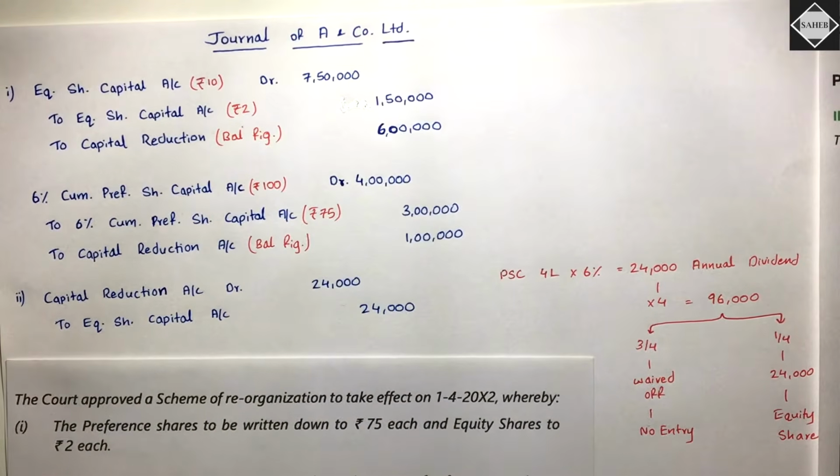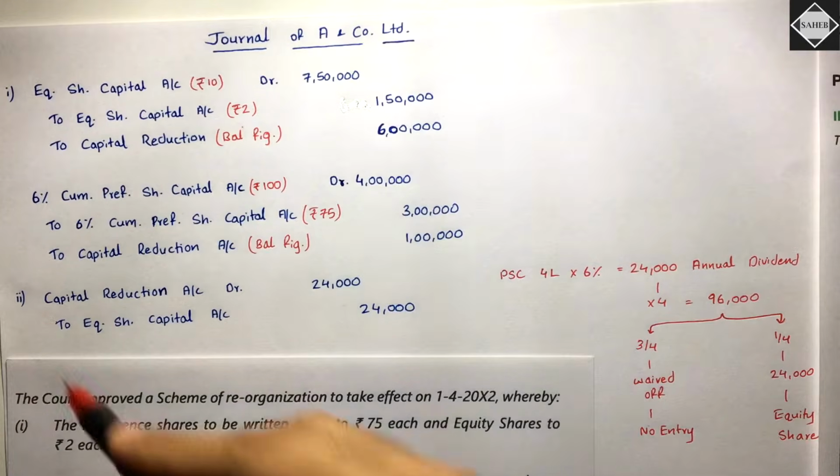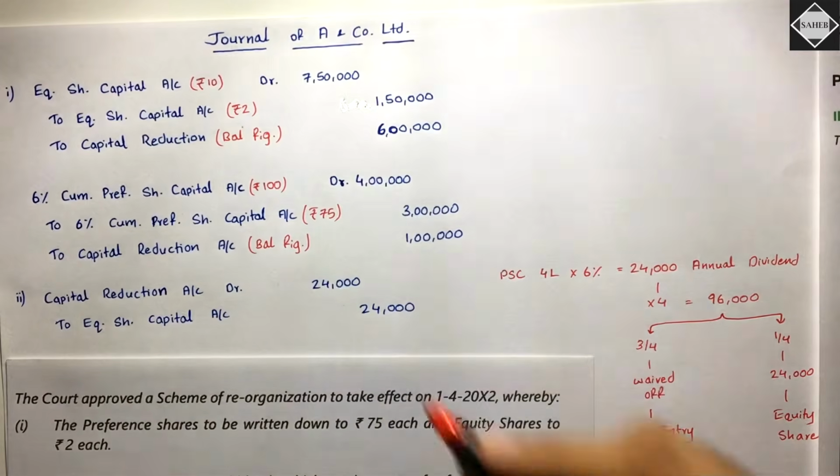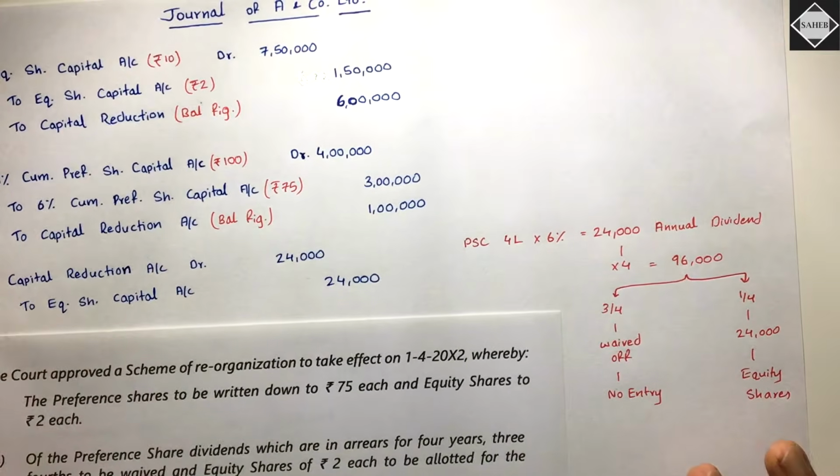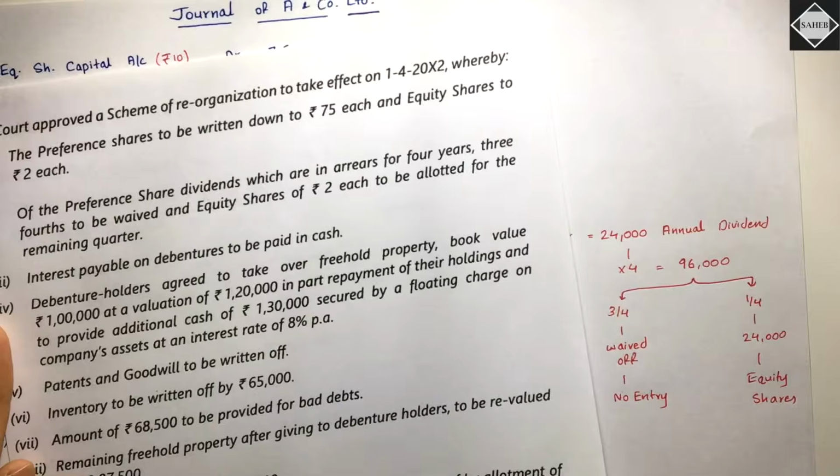Why capital reduction account? Because in this reconstruction scheme, whatever loss we incur, what do we do of that? We debit that to capital reduction account. Yeah, we debit capital reduction account 24,000. Is that clear? And this is a loss to us actually. Okay, fine. Okay, and then let's see the next adjustment.